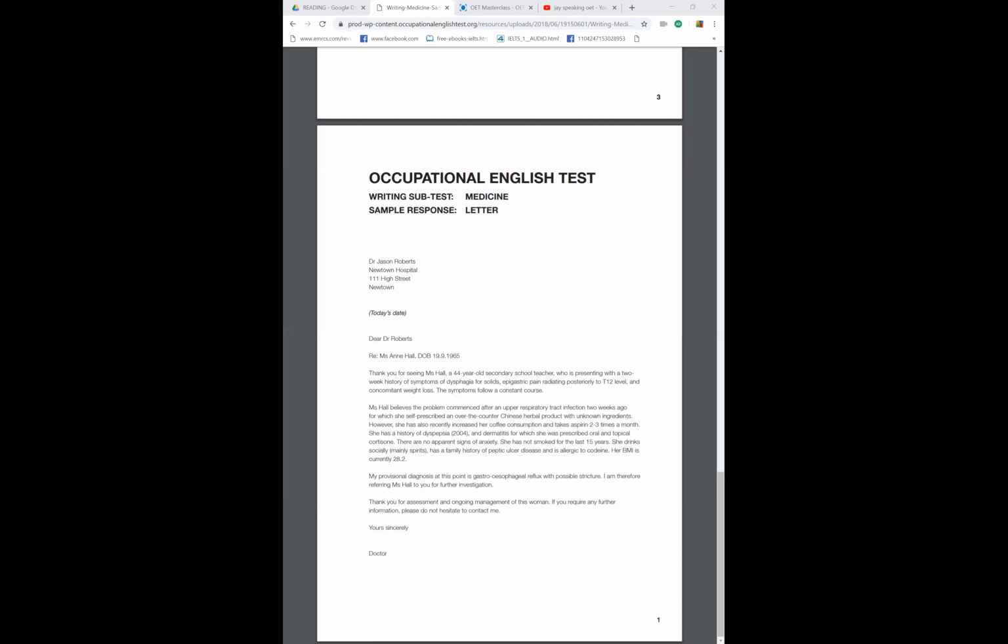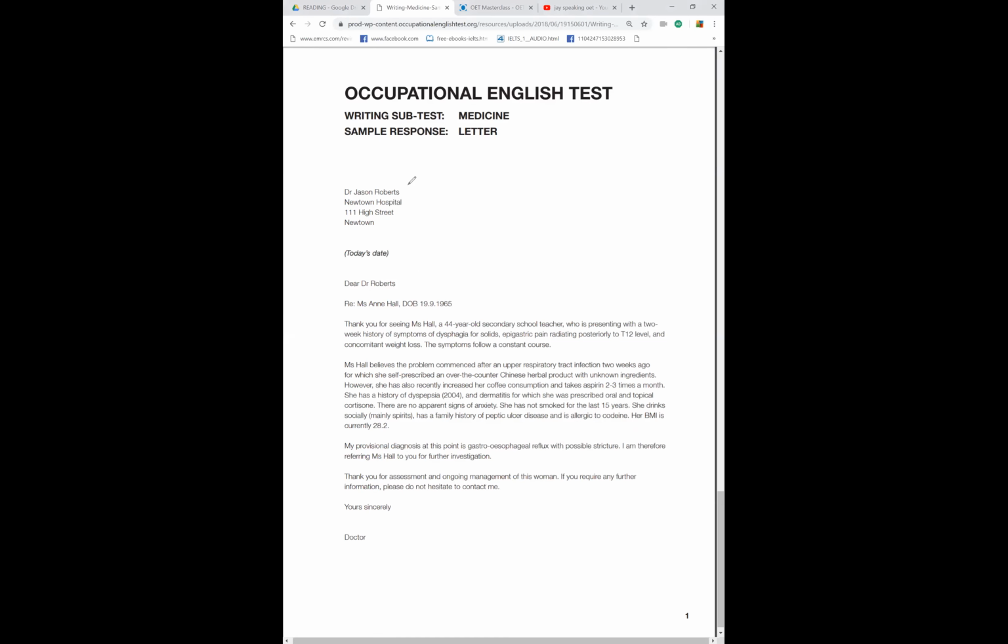You will start by writing Dr. Jason Roberts, like this. The specialty of the doctor, you will not write it out in the address, but you will write gastroenterologist. Then the address in separate lines, capital letters. Newtown Hospital, 111 High Street, Newtown. Once we have finished, this is the address. Then you will leave a blank.